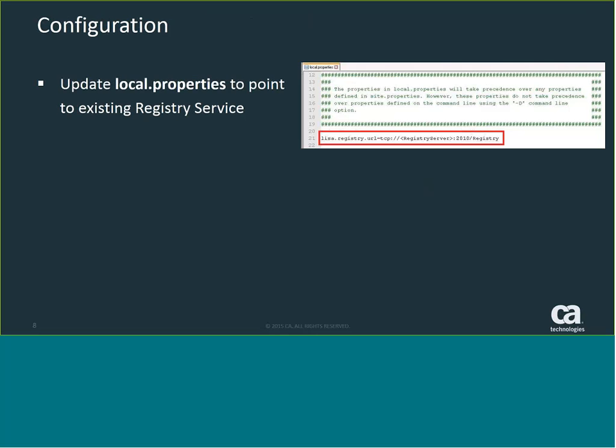Once the DevTest installation is completed, we have a default DevTest configuration available. The default configuration assumes that the DevTest Registry service is running on the local system. However, given our use case, the registry service is supposed to be remote. So the first step is to tell the local DevTest services where to find the registry service. We do so by adding this configuration parameter lisa.registry.url to the local properties file, which is located in the Lisa home directory.